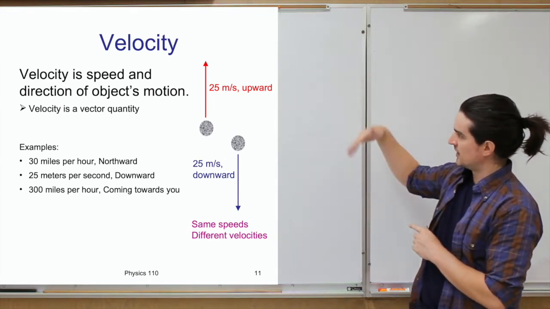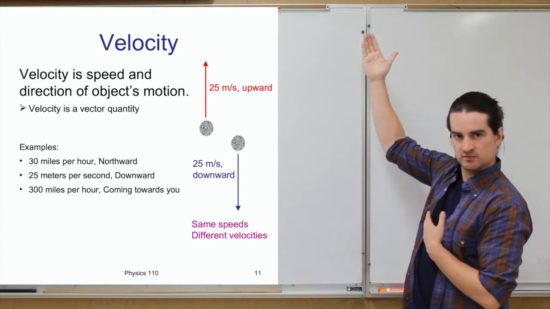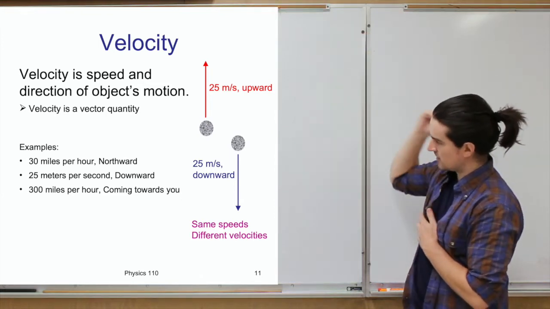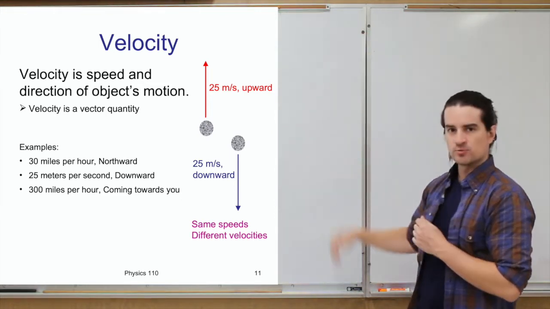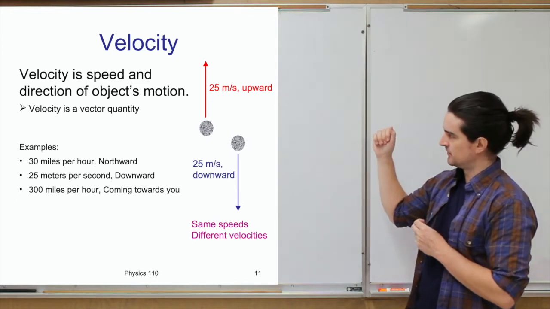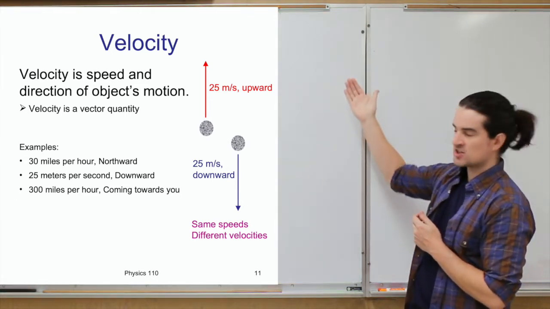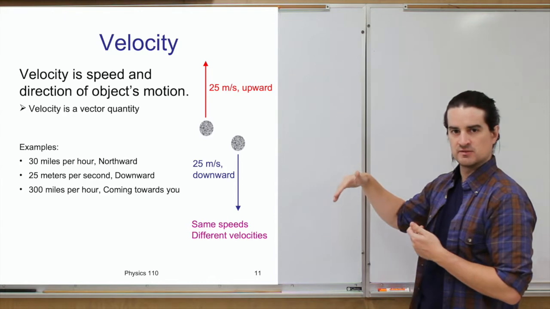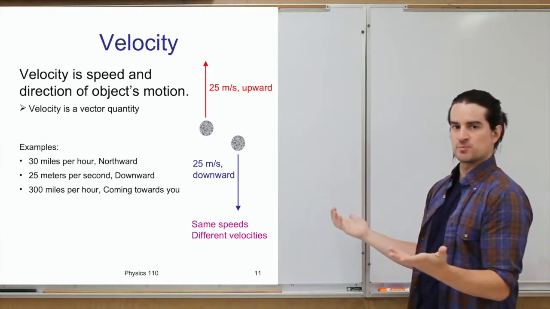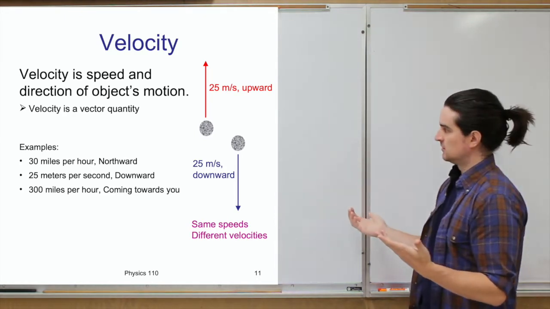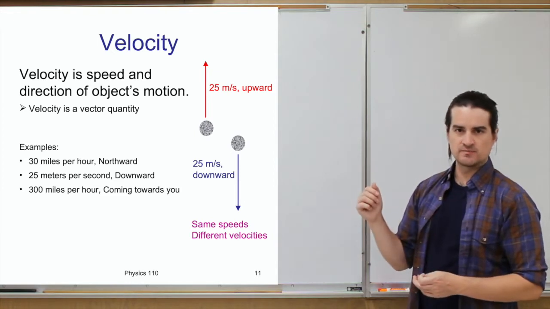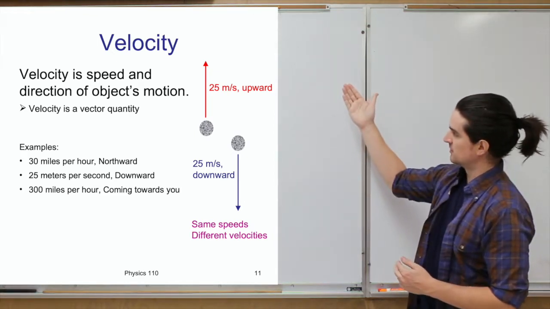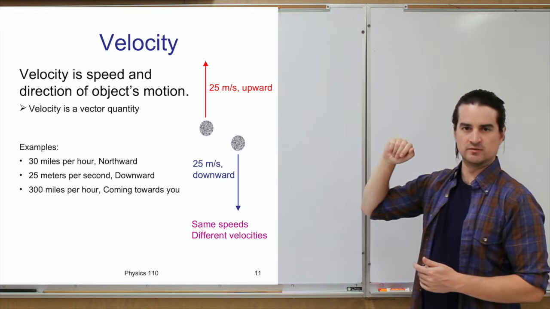So that would be 25 meters per second upward, the arrow's going upward. This is 25 meters per second downward, right? Another rocket. So these two rockets actually have the same speed. They're both moving at 25 meters per second, but they have different velocities. And that is because the directions they're moving are different.